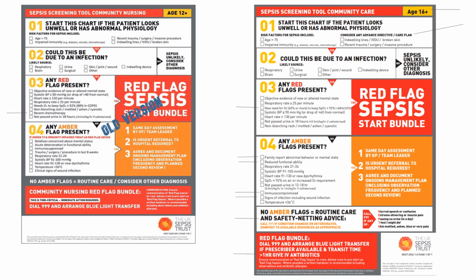Underneath the amber flags on the new tool, it's a little bit more robust in the way that the tool now describes that we should safety net these patients. So before it just said no amber flags equals routine care. But now it says no amber flags equals routine care and safety netting advice. The assumption here is, I suppose, that with these patients we may well be seeing a deterioration at the early stages of it happening. And it might be something that's on a course to get worse.